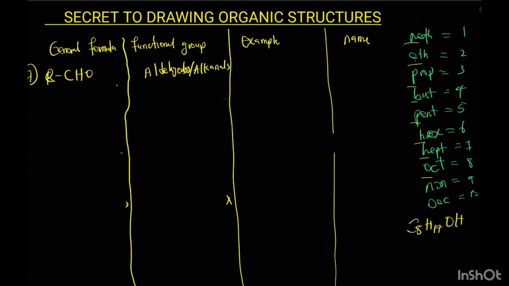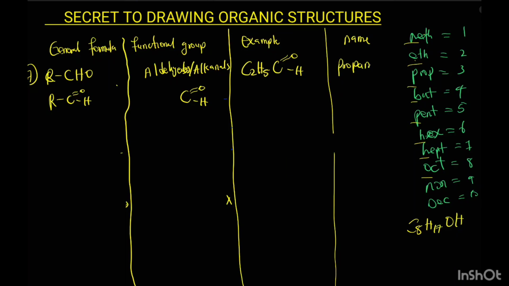RCHO. Can draw it better like this: C double bond O, H. Aldehydes. Their functional group is majorly C-double-O-H. This is the functional group for aldehydes or alkanals. That's the name. Example, remember we say R, so it's going to be any R exactly. So we can have C2H5C-double-O-H. Right? So this is called what?